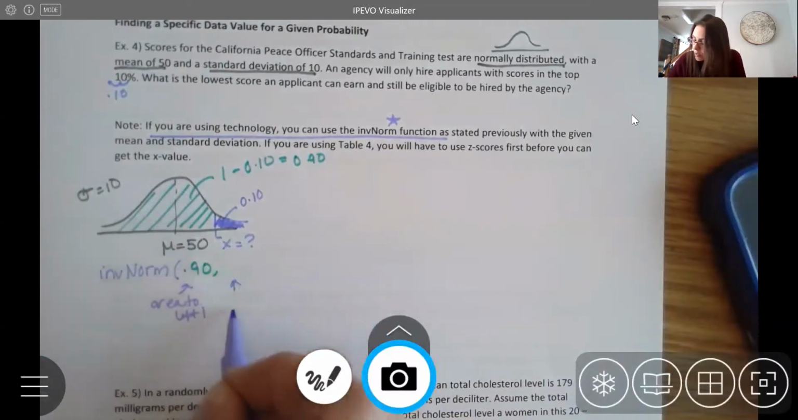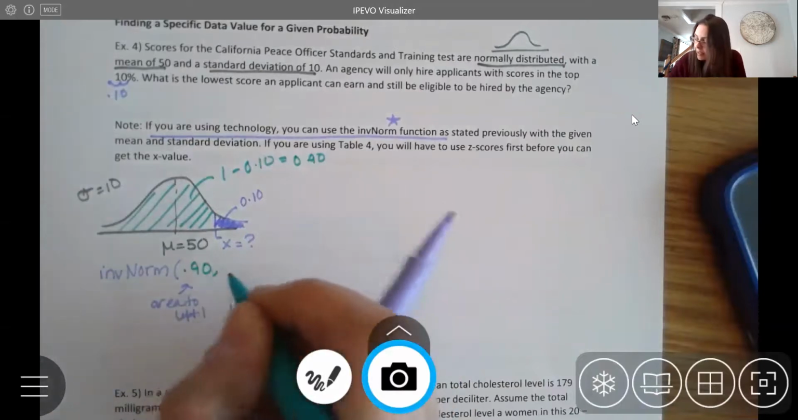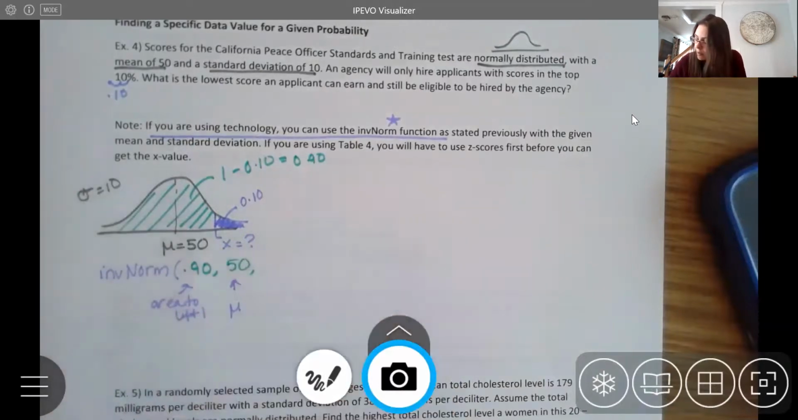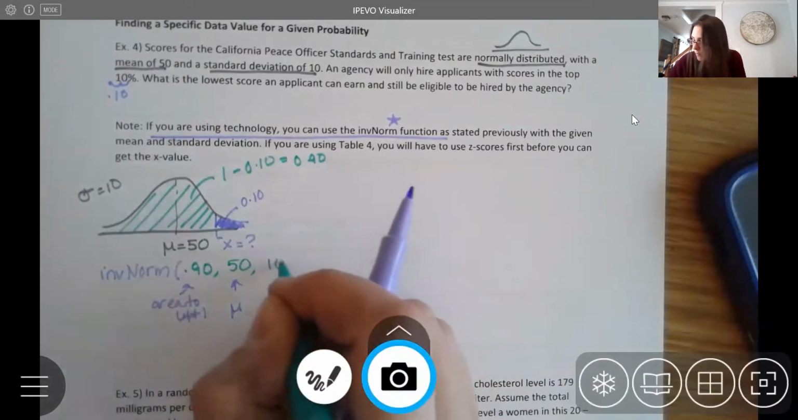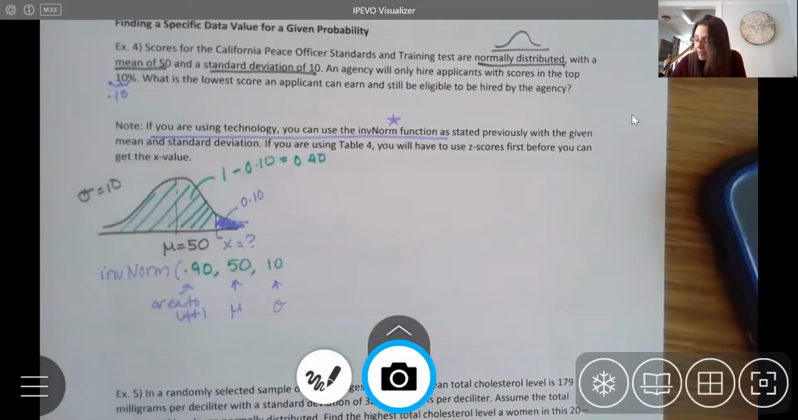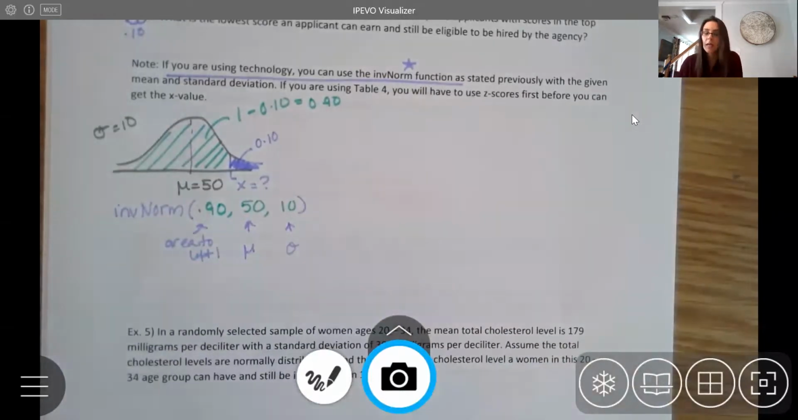The next thing you enter is always your mean. In this case, my mean is 50. And then the last thing I enter is my standard deviation, which is 10 here. So if you're using the calculator or the app, whatever one you're using, there's really no change to the format at all, which makes it really nice and easy. It will spit out that X value for you right away.